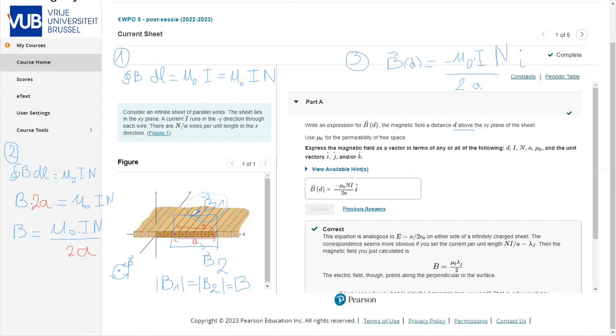My arrow over there is going in the negative direction, and that's why I choose the minus symbol, and also because B1 is just in the x direction, so the x unit vector. That's why I choose this one. Okay, let's go for the next one.